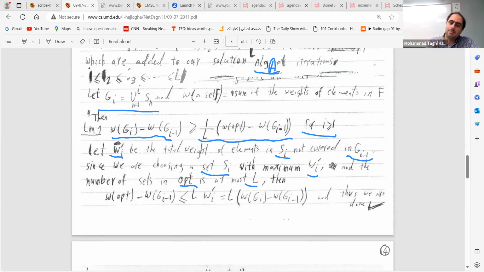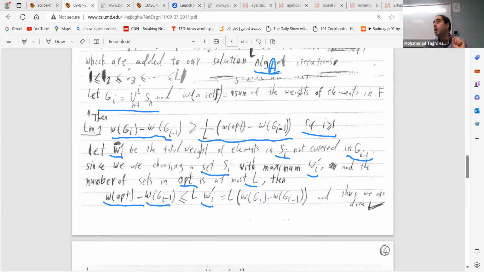What's the meaning of that? It means that if you consider W of opt minus W of GI minus 1, of course, those elements that are covered by both opt and GI minus 1 are not counted, so we only talk about the difference. We know that opt has L sets. Each of them, compared to GI minus 1, can cover at most W prime. So this minus this is at most L times W prime.